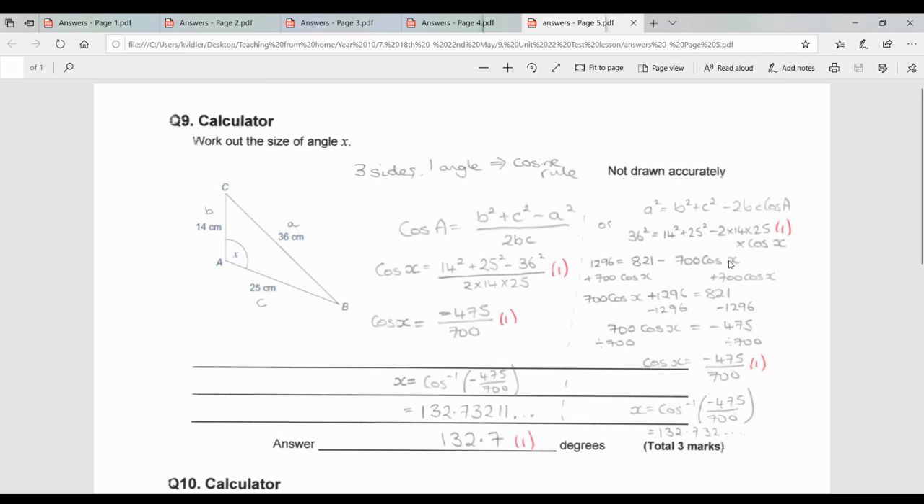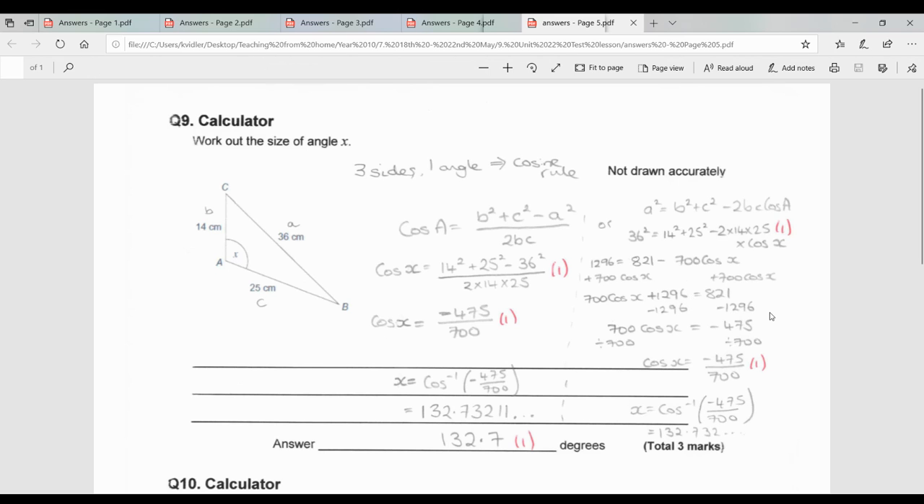Alternatively, which is sometimes better if you just want to learn the one formula so that you can rearrange it, but it's completely up to you which method you want to use. So if you went with the normal formula, a squared equals b squared plus c squared minus 2bc cos a, you fill in all your values like this one, and you get the first working out mark. And again, we've got a negative 700 cos x when we simplify, so we want to add that in.